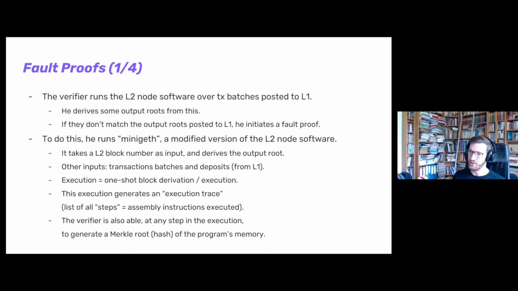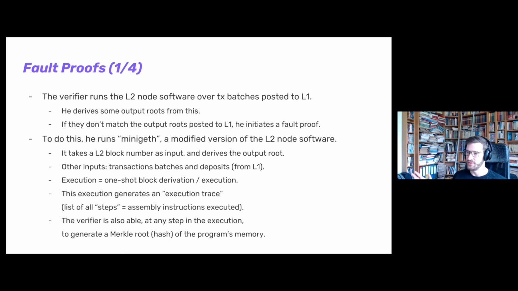To do this, you will use a tool that we call minigeth. It's called minigeth because geth is the shortcut name for Go Ethereum, which is the most used node software for Ethereum. And we have our own version of geth for Optimism, and minigeth is a modified version of that. It has three inputs: the L2 block number, the transaction batches, and the deposits. Transaction batches are the transactions sent from L2 to L1.